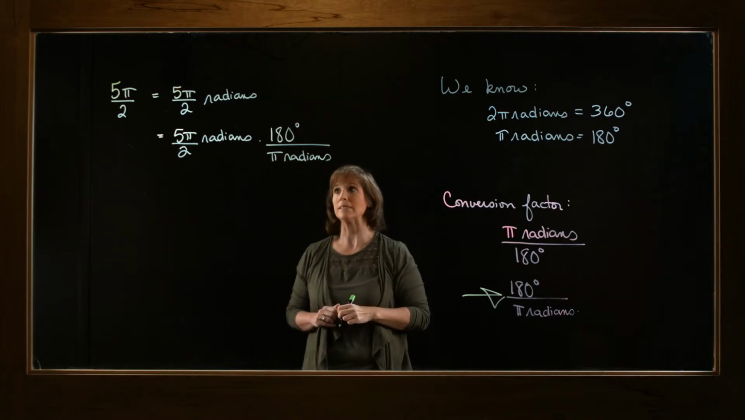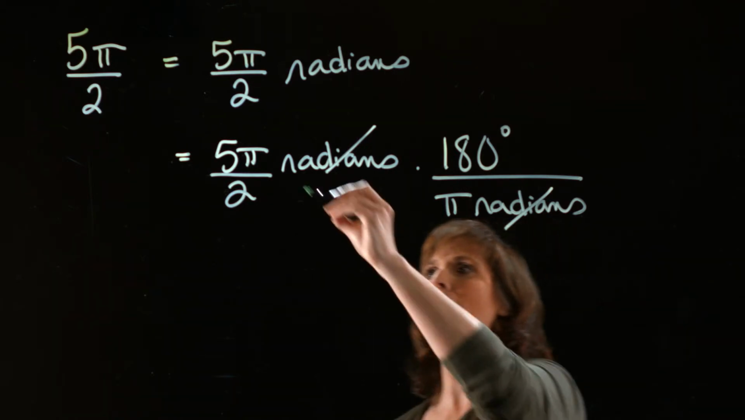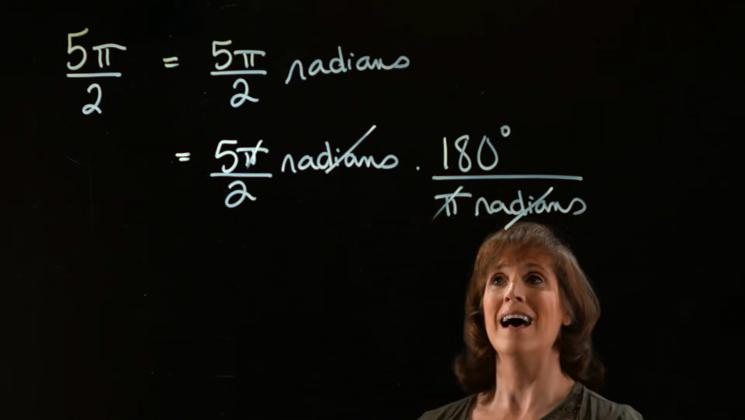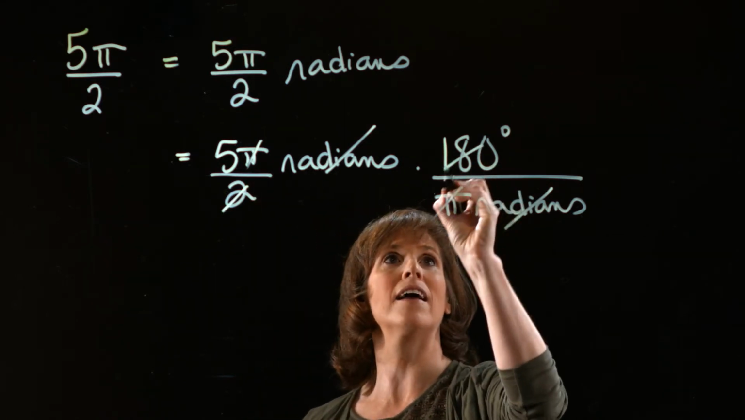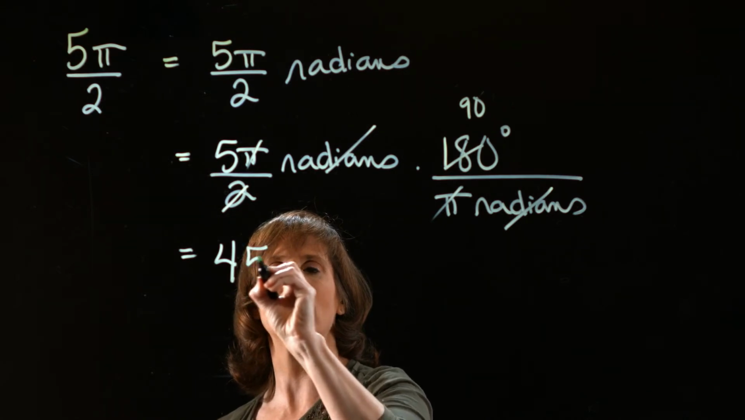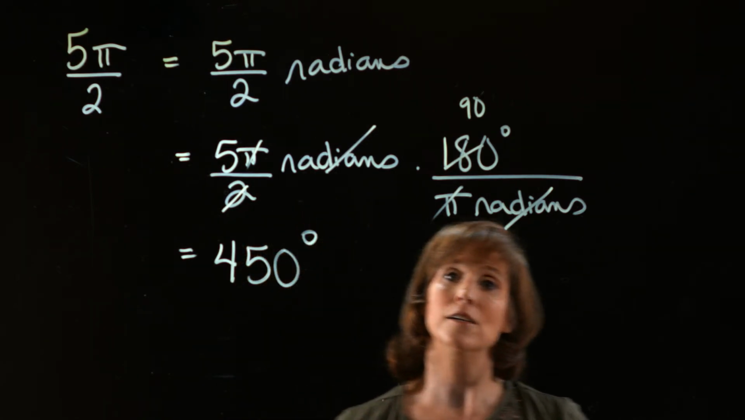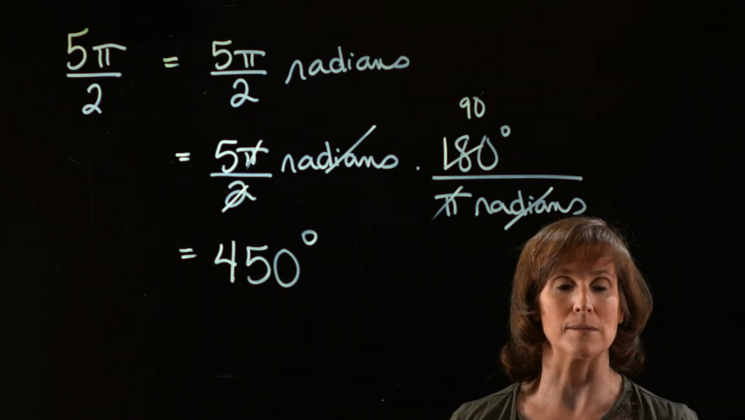Now let's see what happens. First of all, the radians cancel. The pi also cancels. I can also divide 2 into 180, and that goes in 90 times. So I'm left with 450 degrees. So I've converted from radians to degrees.